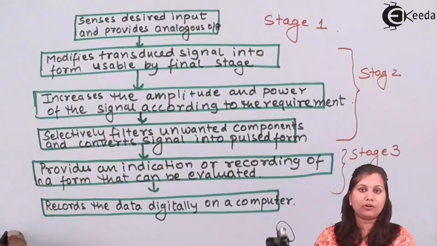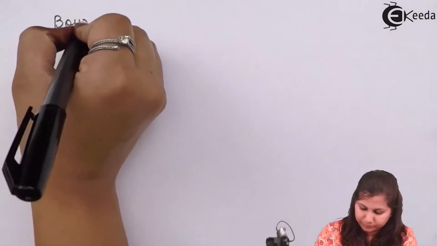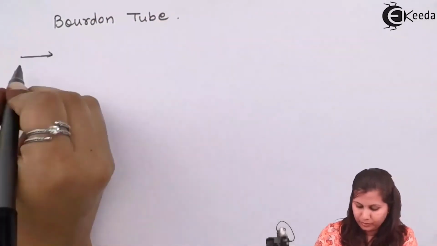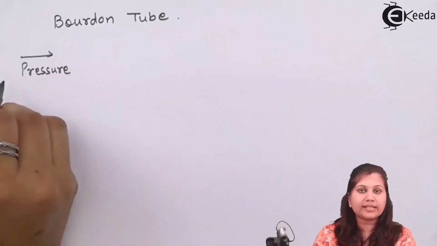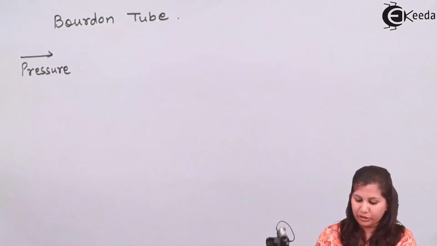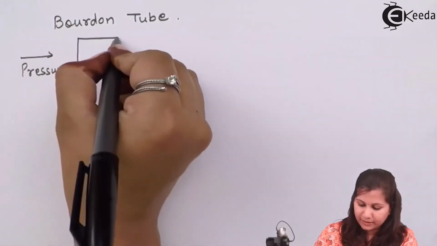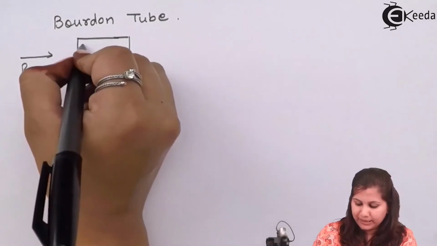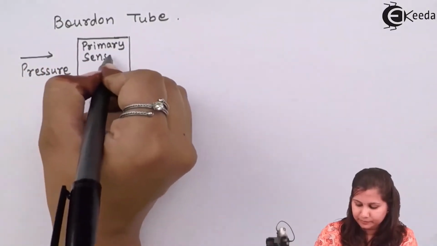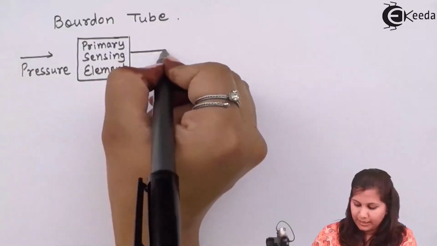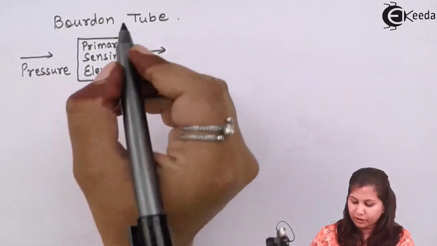Now let's take an example of a measurement system and see what the different elements in that measurement system are. Here we are taking an example where we are using the Bourdon tube, and this Bourdon tube is used to measure pressure. So pressure is the input or the quantity which we want to measure. This pressure is given to the primary sensing element, and this primary sensing element is going to convert it into a force.